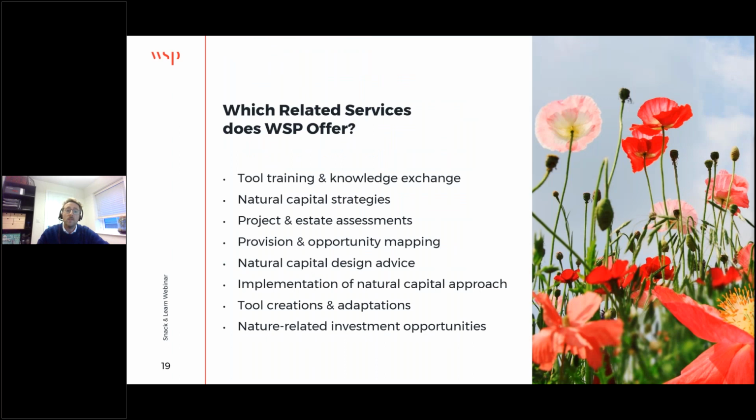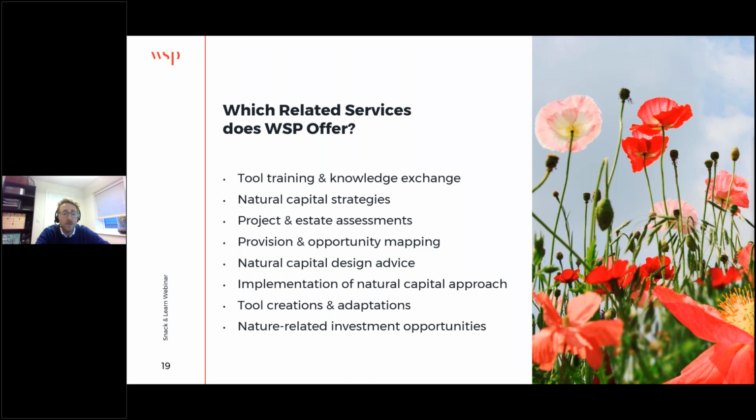So in terms of the related services we as WSP offer, and that's by no means an exhaustive list. We provide tool training and knowledge exchange. Did some tool training earlier this day, for example. We can help with and establish natural capital strategies. We can conduct project and statewide assessments for natural capital. We can generate on the same model provision and opportunity maps. We can help to inform natural capital design with the aim to enhance natural capital and achieve net gains for the environment.